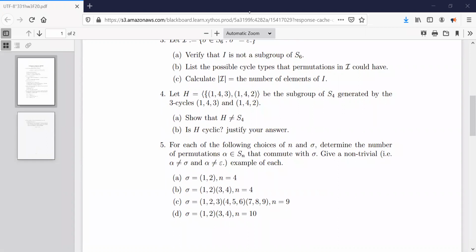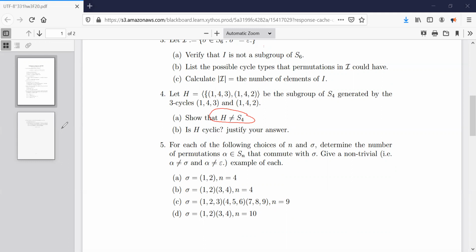Yeah, so for number 4, there's a few different ways that you can go about showing that these guys are not equal. Does anyone have ideas on how? Cool. Both are even permutations. That should do the trick.